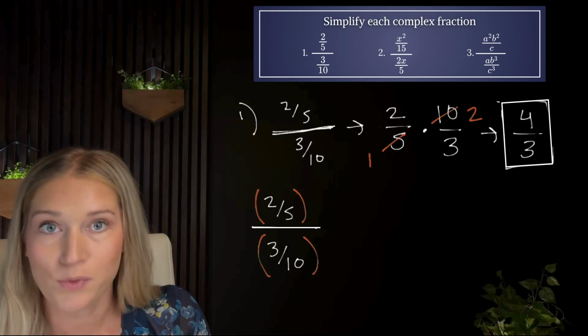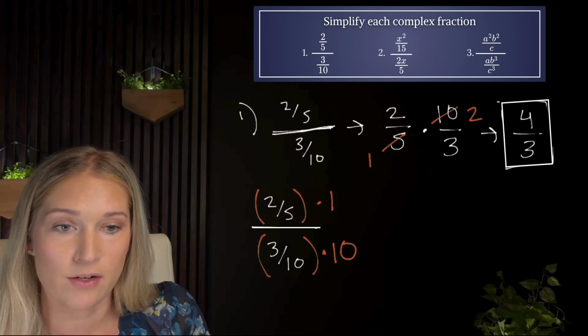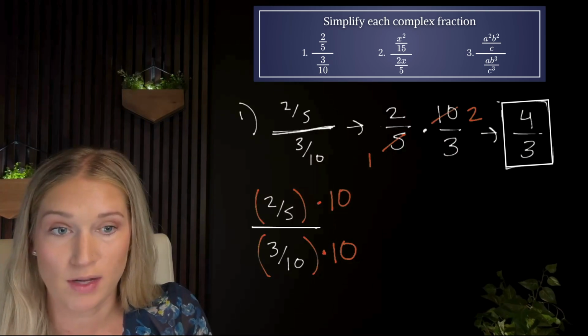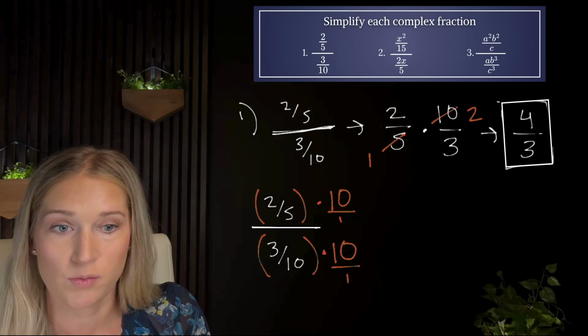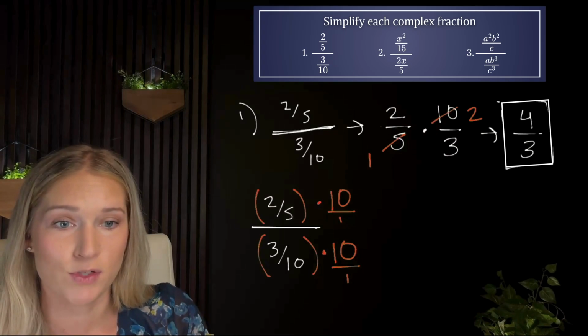So 10 will be my LCD. I'm going to multiply by 10 in the numerator and denominator. And if you prefer to write it as 10 over 1, you're more than welcome to do that. Instead of multiplying first, I'm going to jump straight to reducing.